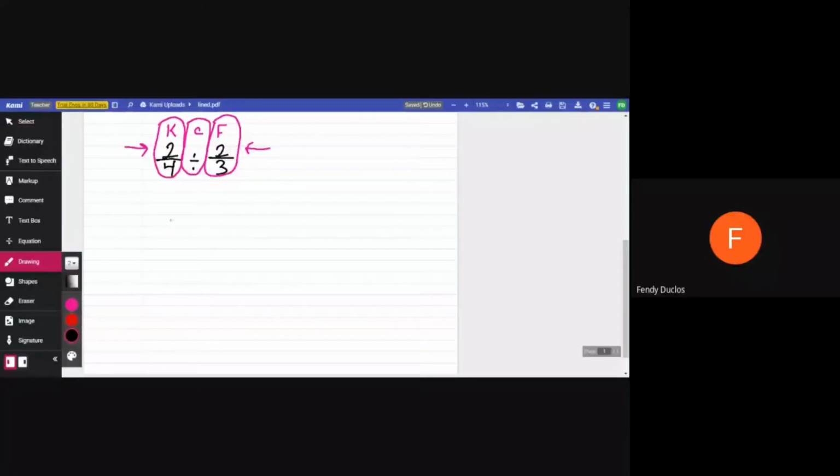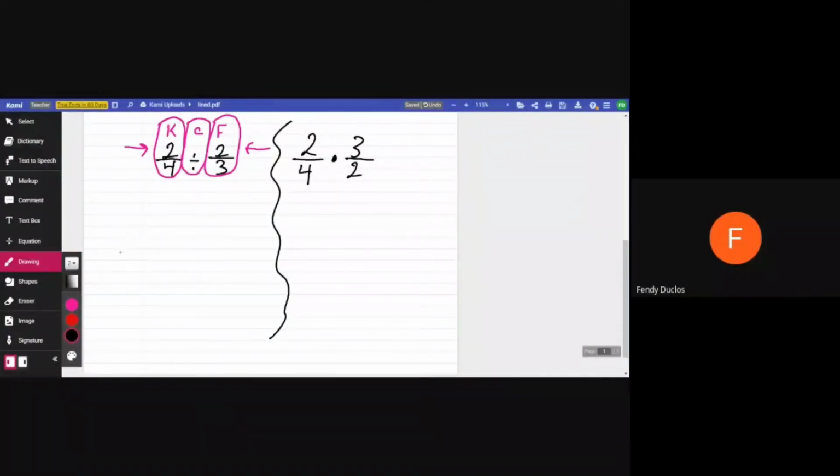So I'm going to rewrite it on this side here, squiggly, squiggly. Then I'm going to go 2/4. Remember, I'm going to change this symbol. That turns into multiplication. I'm going to flip the next symbol. So now the 3 goes on top and the 2 goes on the bottom. It becomes 3/2. That's how you read that.